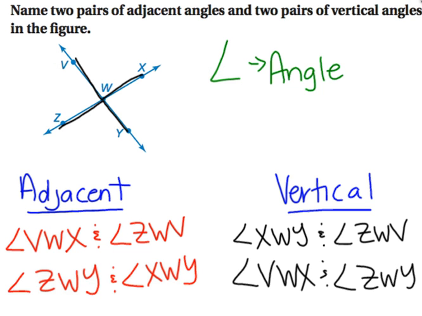There are other options, especially for the adjacent ones. But notice, to answer this question in your homework, I have 4 angles listed under adjacent, 2 sets of 2, and 4 angles listed under vertical, again, 2 sets of 2. And the final thing that I want you to notice is that the middle letter in all of these is going to be the same because that represents the vertex. The vertex always has to be your middle letter when you're labeling your angles.